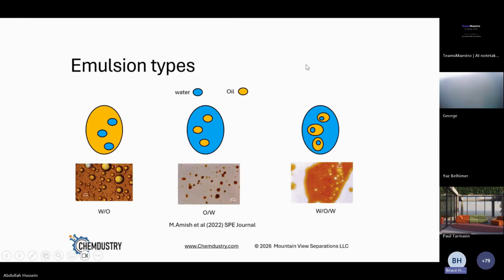So there's three types of emulsion. The one that we see most often is the one that has water internal or water dispersed through the oil. Then you have the oil in water, which is the reverse emulsions. Those are normally treated with clarifier or clarifier-like products.